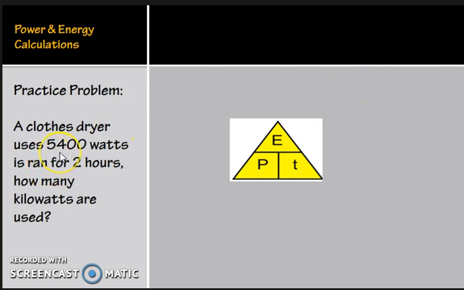Let's look at this problem over here. A clothes dryer has got 5,400 watts. We're going to change that into 5.4 kilowatts. And it is ran for 2 hours. How many kilowatts are used? And this should actually, I'm sorry, there's a typo here. It should be kilowatt hours are used.